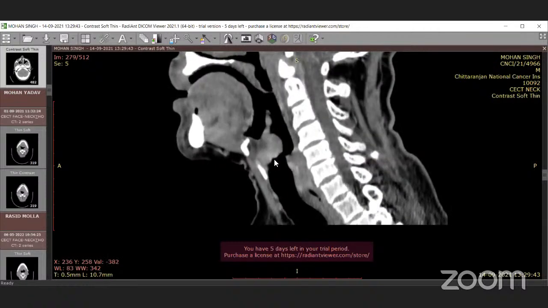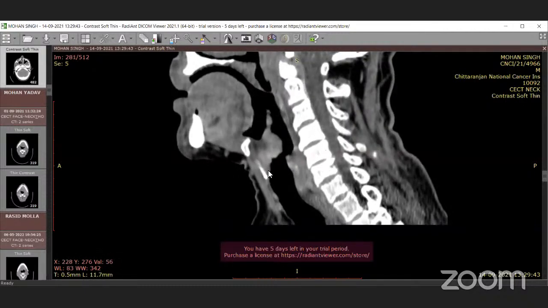In this particular patient, we have a tumor which predominantly involves the immobile or the fixed segment of the epiglottis, which extends up to the anterior commissure.